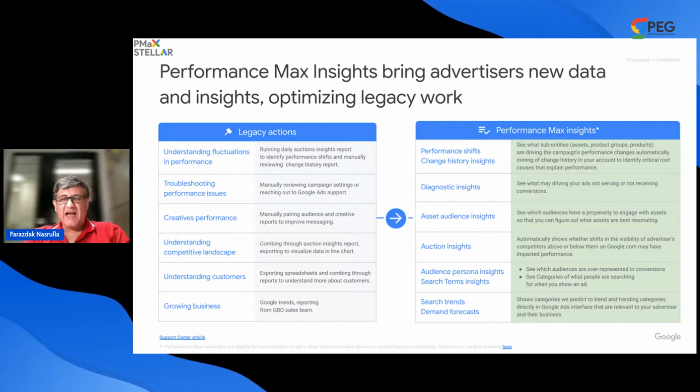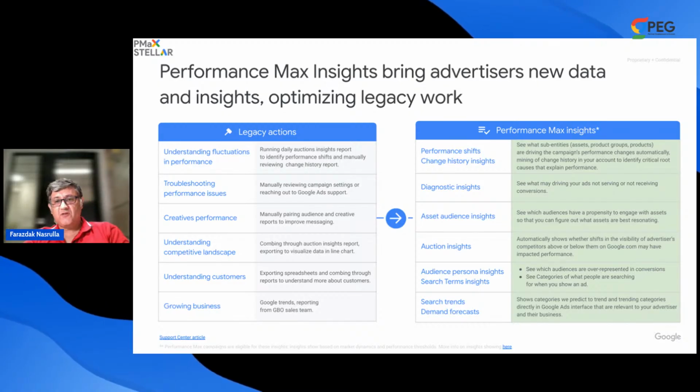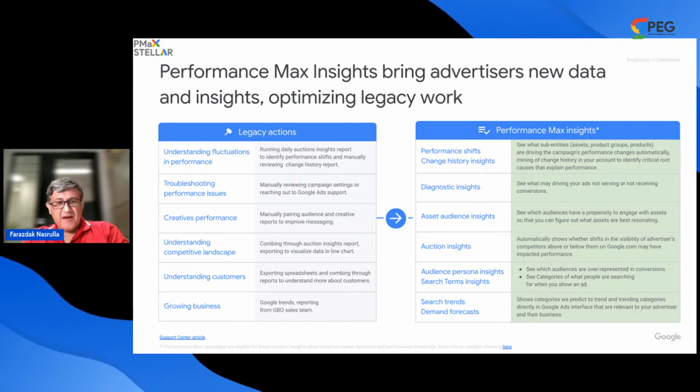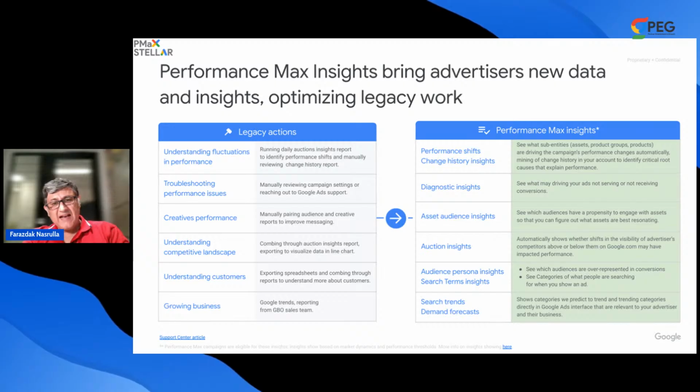This is not working. I have a policy violation. Can you please help me? You've got the diagnostic insights over here. See what may be driving your ads not serving and not receiving the right conversions they desire. For creative performance, instead of manually pairing audiences and creative reports to improve messaging, you have asset audience insights over here which you can leverage.